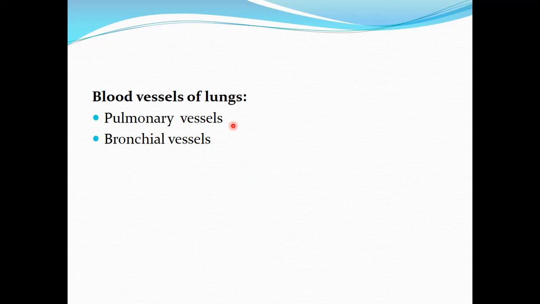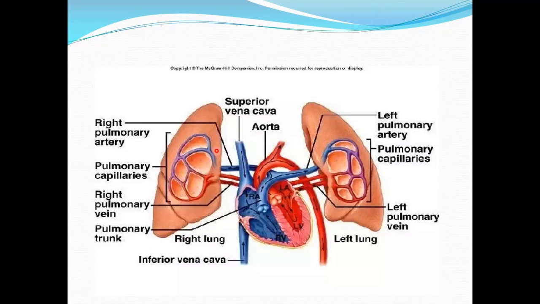There are two types of blood vessels present in the lungs: pulmonary vessels and bronchial vessels. First, we are going to talk about the pulmonary vessels. Now, pulmonary vessels constitute the pulmonary circulation. You can see the pulmonary vessels in this diagram.